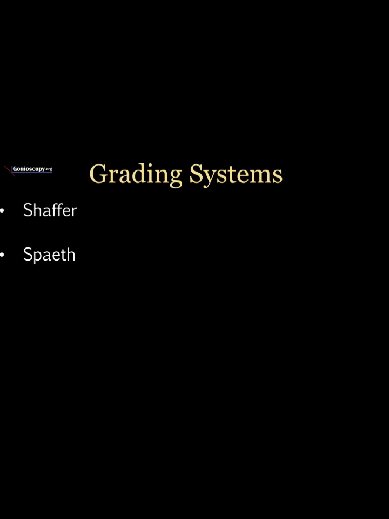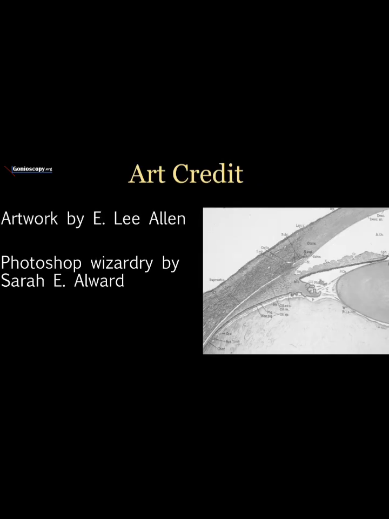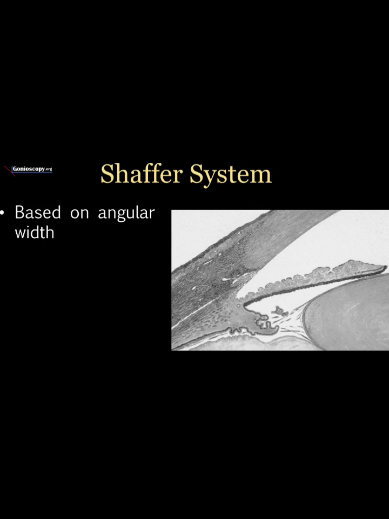I'm going to really focus on two, and especially on the Spaeth system, because I like it very much. And I just want to give some credit to Lee Allen, who made these amazing drawings, and to my daughter, who turned them into the illustrations in this talk. So the Schaefer system is based on angular width, and it's like you just measure the angle between the cornea and the iris. Easier said than done, because it's not that easy to measure an angle when you're looking at it from inside the angle. But this is the Schaefer system.